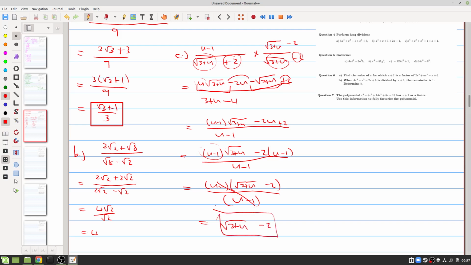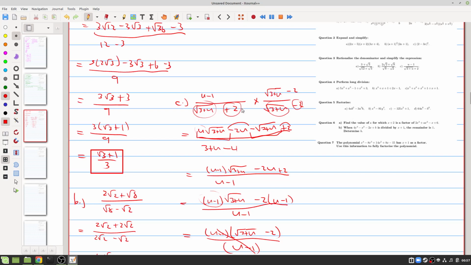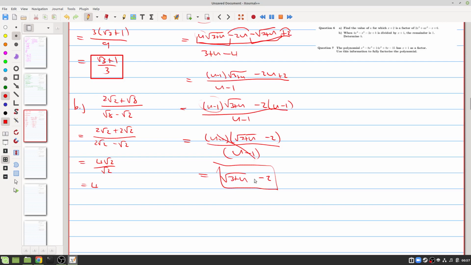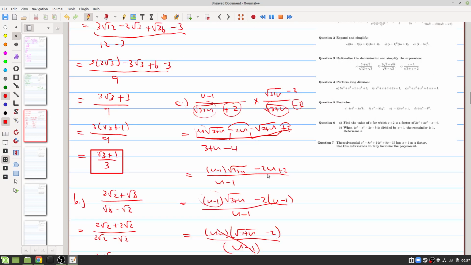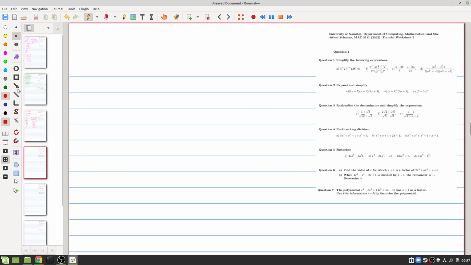Very nice. Yeah, quite a sneaky problem, because to see that you can factorize the top with grouping, I think some people might have missed that. But yeah, good question. All right, question 4. Perform long division.